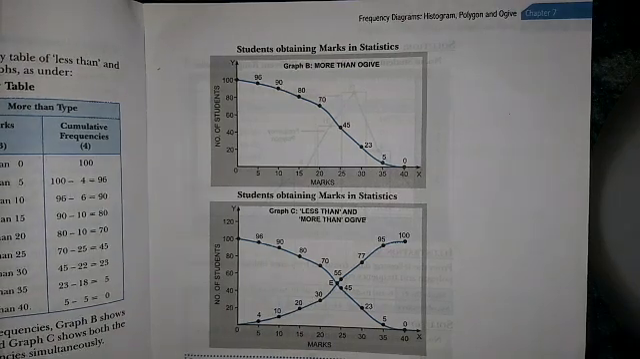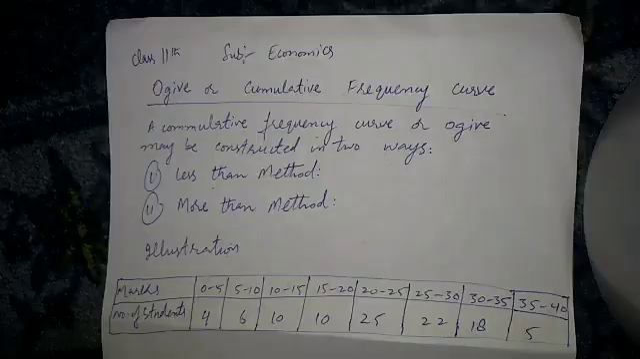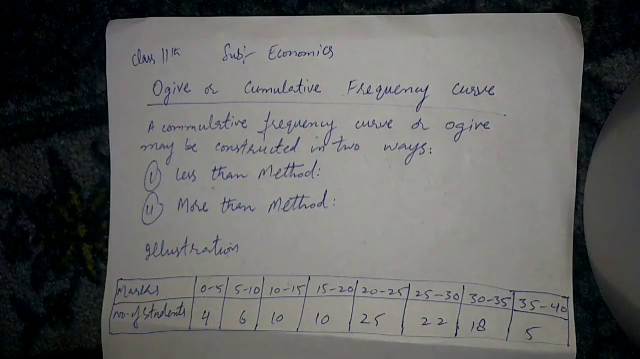So Ogive or cumulative frequency curve is the curve which is constructed by plotting cumulative frequency data on the graph paper in the form of a smooth curve.